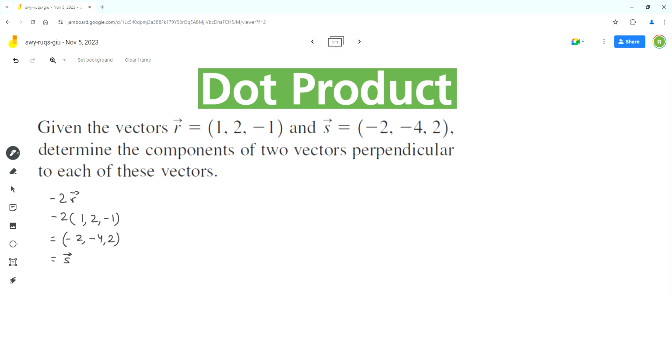This means a vector that's perpendicular to vector r will also be perpendicular to vector s. So we don't need to use both vectors for this analysis. So let's just use vector r for this analysis. So let's assume a vector perpendicular to vector r is x, y, z. So that means the dot product of vector r and this unknown vector should be equal to 0.